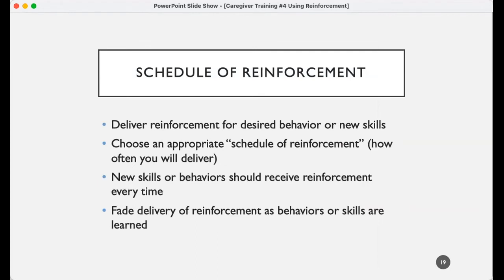Remember to set your schedule of reinforcement. What does that mean? Schedule of reinforcement simply means how often and when you will deliver the reinforcement. For new behaviors, remember, deliver reinforcement every time. Fade that delivery of reinforcement as behaviors or skills are learned.